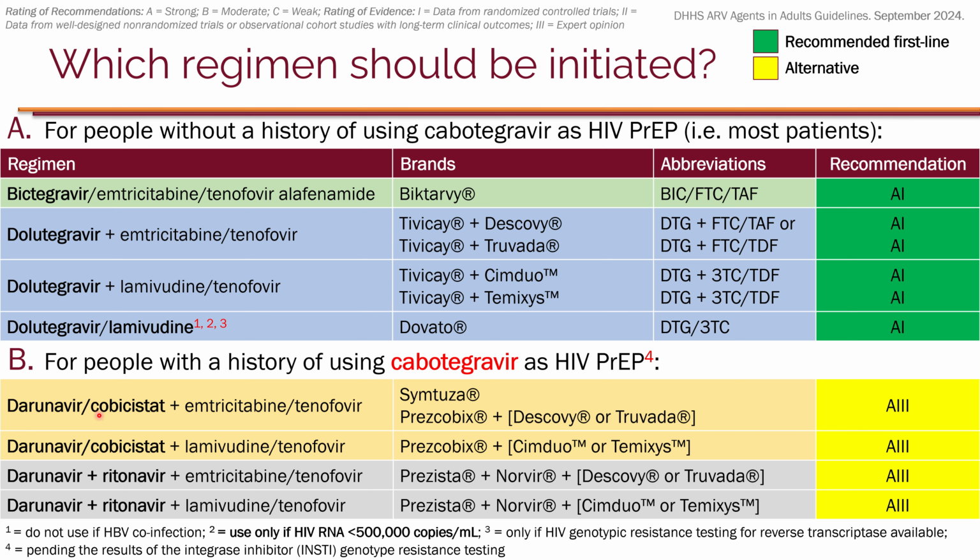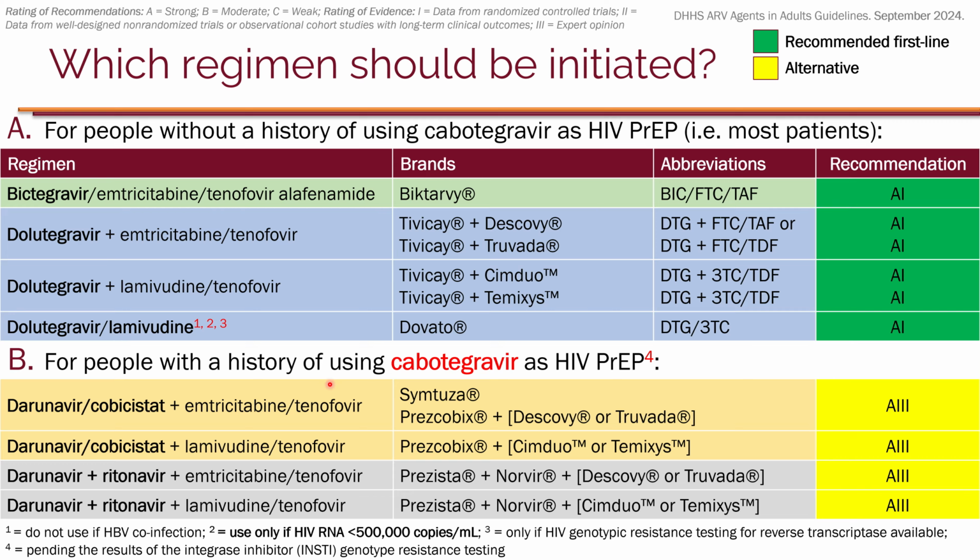Now, Darunavir cobicistat, with the backbone of emtricitabine and tenofovir, does come as a single tablet regimen, Symtuza, but we can also take multiple tablets. So Prezcobix, which has Darunavir and cobicistat in it, with a backbone of either Descovy or Truvada. When it comes to ritonavir boosting, Darunavir and ritonavir are separate pills. So Prezista is Darunavir, Norvir is ritonavir, and then we can have backbones of 2 NRTIs added to them.